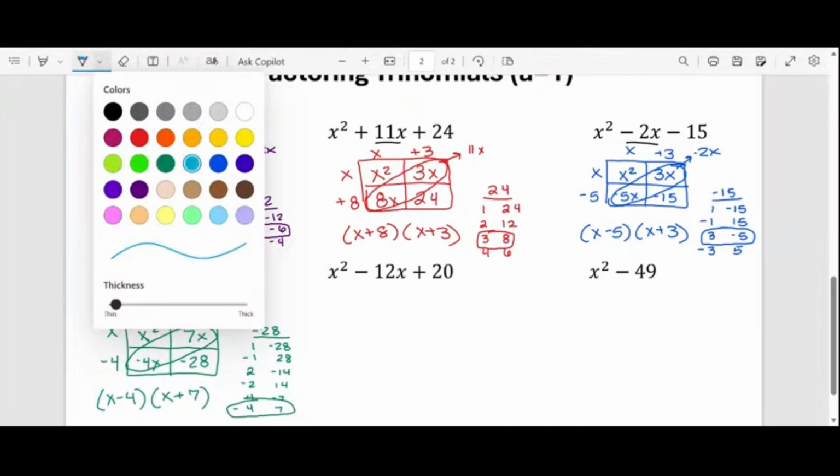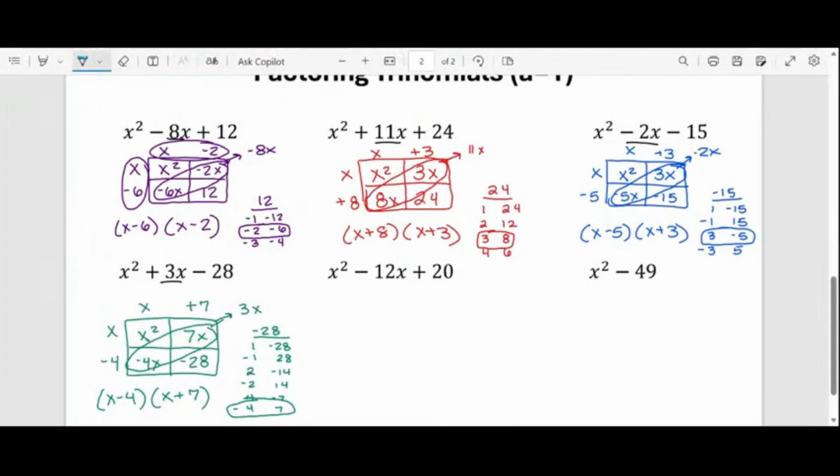And for this one, we are going to make our box. We'll get x squared in the top, -12x off to the side, and 20 on the bottom. To get x squared, we obviously did x and x. We're trying to get factors of 20 to add up to -12. Obviously, if you're multiplying to a positive and you're adding up to a negative, both of them have to be negative.